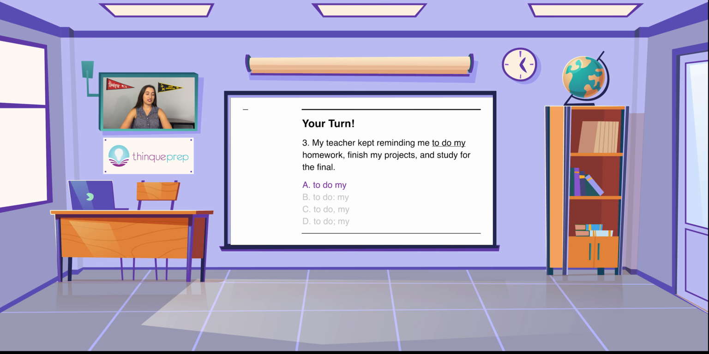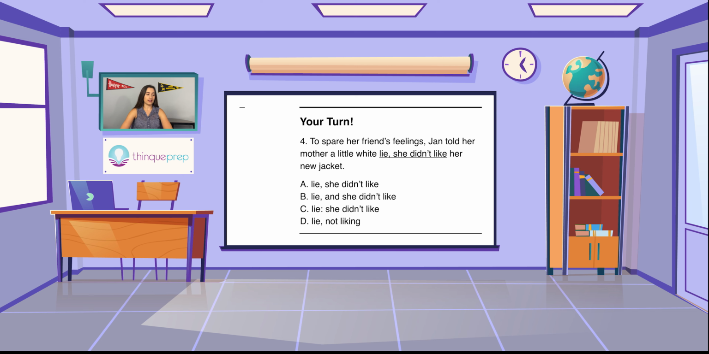If you guessed that A is the correct answer, then great work. No colon is necessary in this sentence. Example 4 says, to spare her friend's feelings, Jan told her mother a little white lie, she didn't like her new jacket. Which answer do you think makes this sentence correct? The correct answer to this question is C.